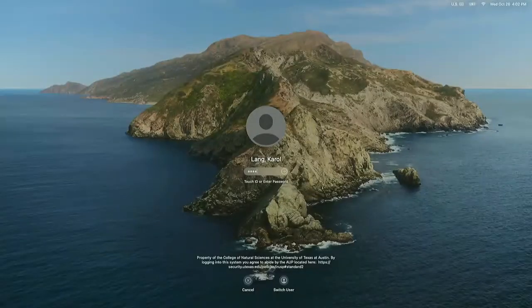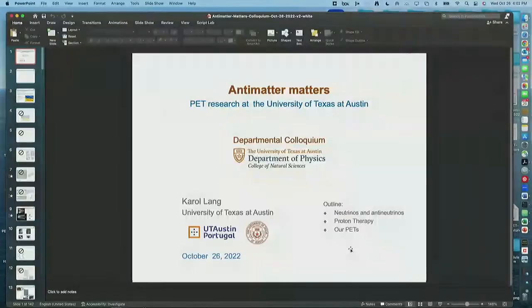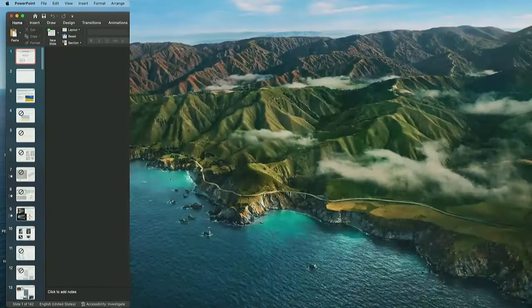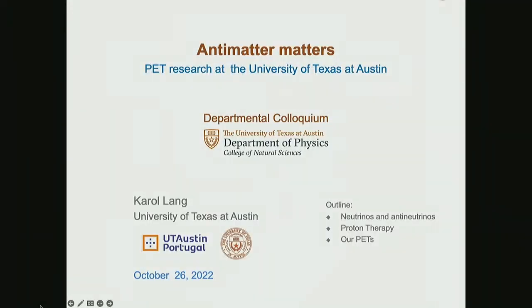I have the honor today of giving the introduction of the colloquium speaker, Karol Lang, one of the illustrious faculty of our department. Karol came from Poland, where he received his early education at the University of Warsaw, and studied at the University of Rochester, where he received his PhD. He then spent time at Stanford before coming here to UT as a faculty member. I think that was 1991. He's been a full professor since about 2001.